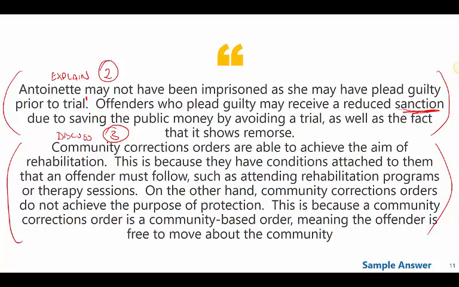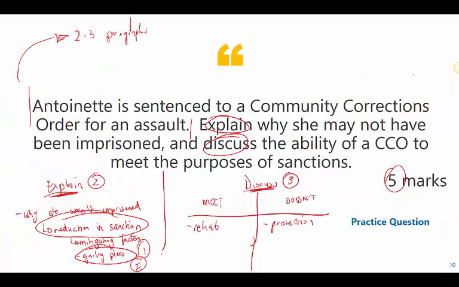This could have also read, Antoinette may not have been imprisoned, as she may have had some mitigating factors. And then you would go on to explain what they could have been. Think about what would happen as well if this question was reworded. Antoinette is sentenced to imprisonment for assault. Explain why she may not have received a community corrections order.